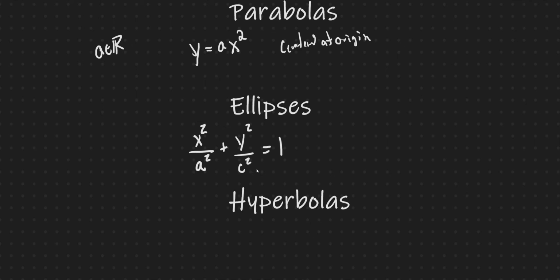Why did I use c? I don't know. I'm going to use b. Why did I skip over b? It looks something like this.